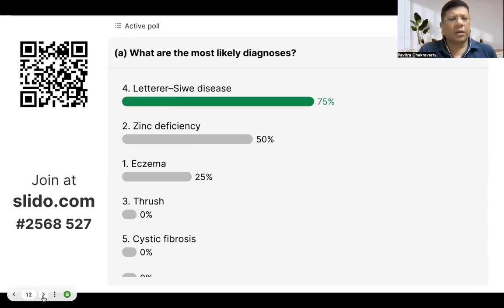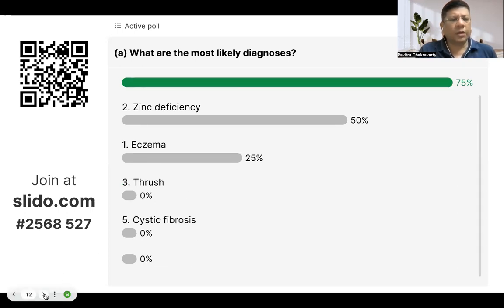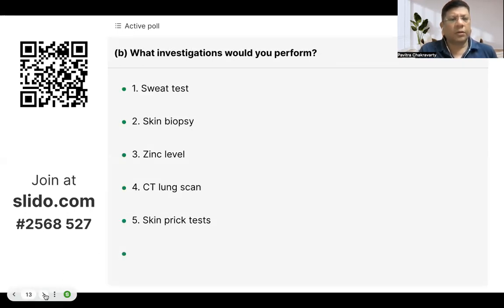We know that. So these were the tests: skin biopsy was the test we were doing actually. And zinc level, you can do to rule out. If you have multiple choices, skin biopsy is one of the things. Zinc level as a differential diagnosis. CT lung scan you can do because of the lung infiltrates.